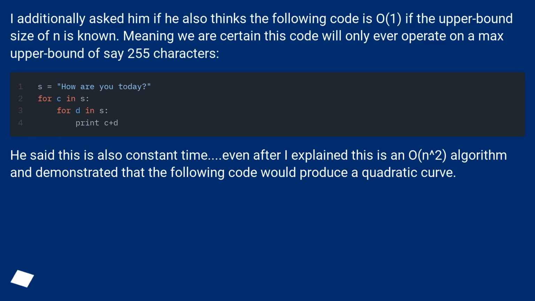I additionally asked him if he also thinks the following code is O(1) if the upper bound size of n is known. Meaning we are certain this code will only ever operate on a max upper bound of say 255 characters. He said this is also constant time, even after I explained this is an O(n squared) algorithm and demonstrated that the following code would produce a quadratic curve.